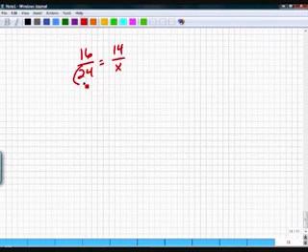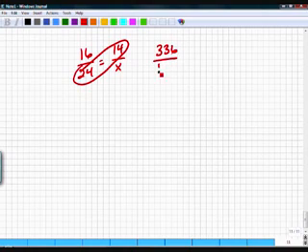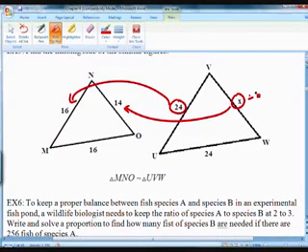Let's use our shortcut. 24 and 14 multiplied is 336. Divided by 16 is 21. So X must be 21. It's not hard, right?